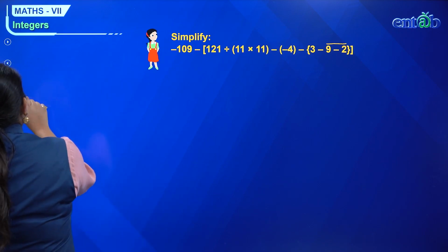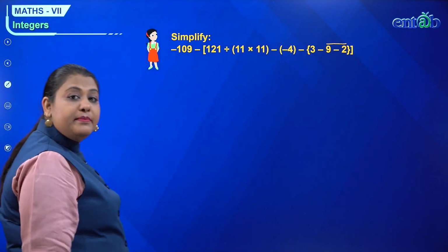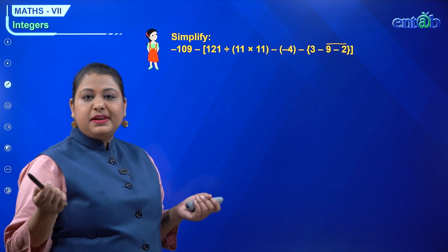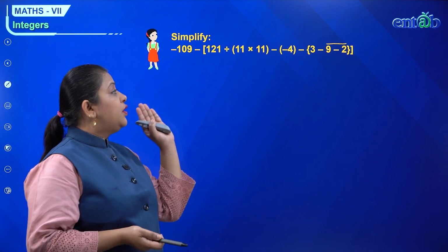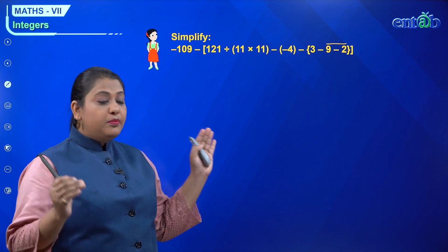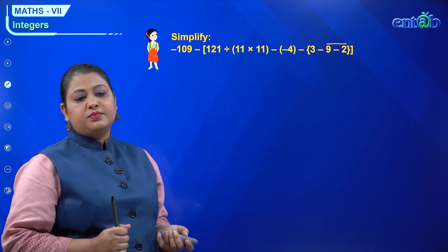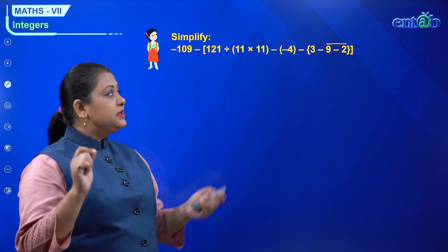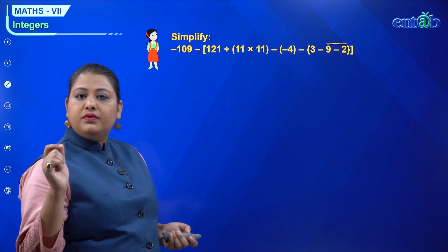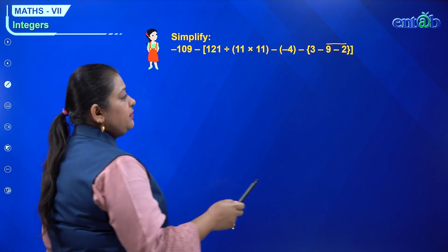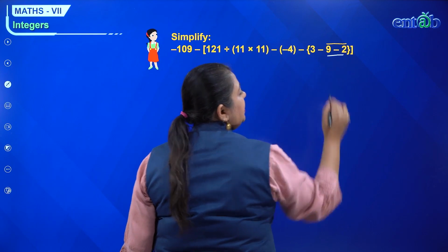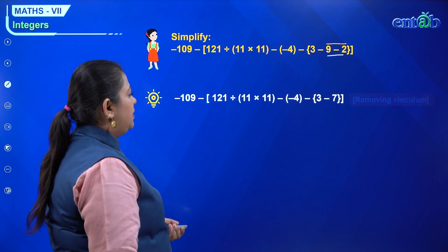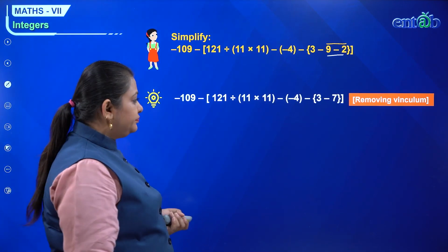Now children, you are already aware of the BODMAS rule. Remember the BODMAS rule? Brackets, of, division, multiplication, addition, subtraction. So we are going to follow the BODMAS rule in order to solve this problem. Now in brackets, first of all, the priority is given to the line bracket or the vinculum. So first of all, we will simplify 9 minus 2. What is 9 minus 2? That's 7, right? So this becomes 7.